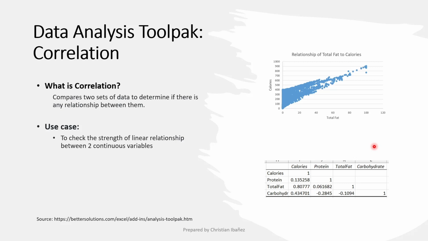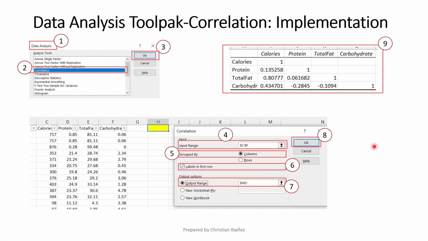Okay, so to do that using Data Analysis Toolpak, we just need to perform this 8-step process. To implement correlation using Data Analysis Toolpak, first, we just need to open the Data Analysis Toolpak add-in. Under the analysis tools, we just need to look at correlation, click that and click OK.